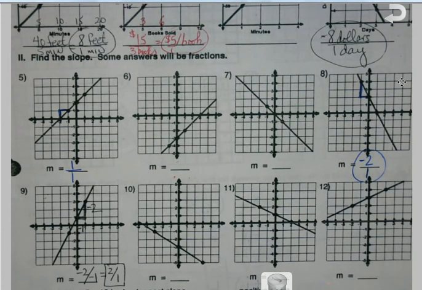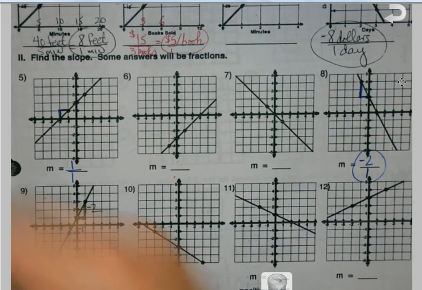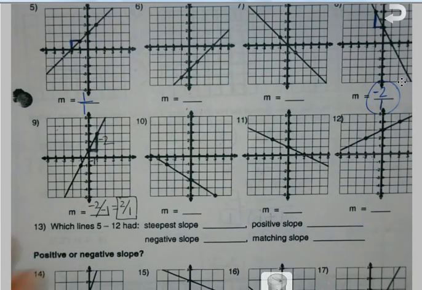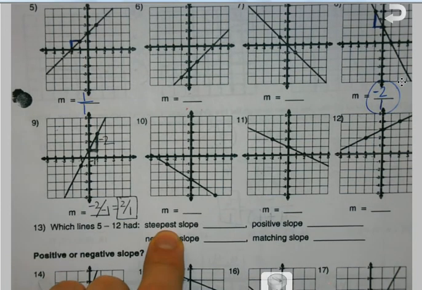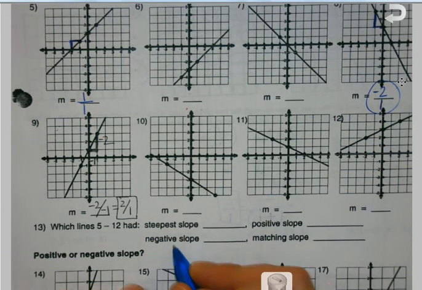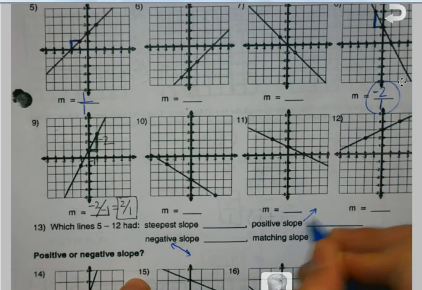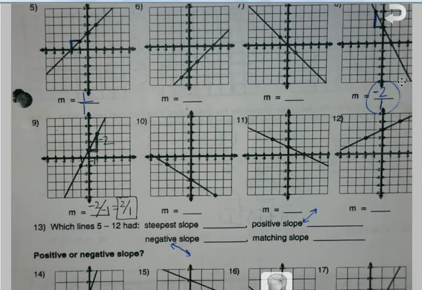Now, I can't answer number 13 until I've answered 5 through 12. Because, again, steepest slope, I'm going to be able to look at it and say, ooh, I don't want to ride my bike up that. It's this one. Okay? So that's all it's being asked for when we get down to 13. But I got to have all these done first. Negative slope. Remember, the lines that are down to the right are going to be my negative slope. My positive slope are going to be any of the lines that go up.